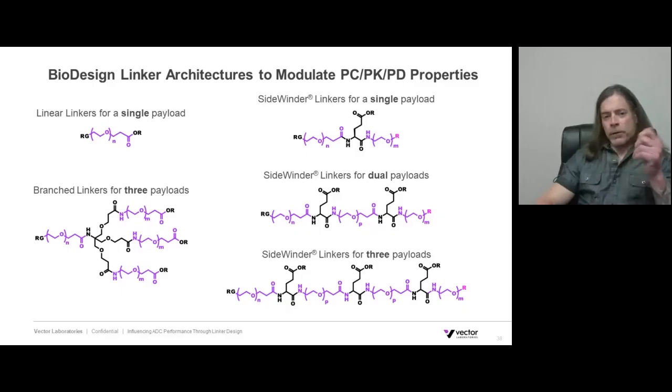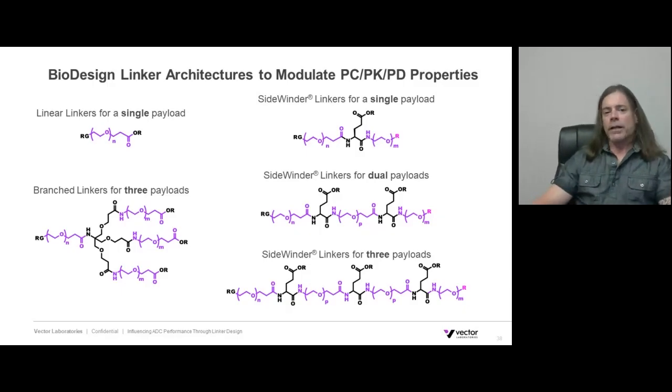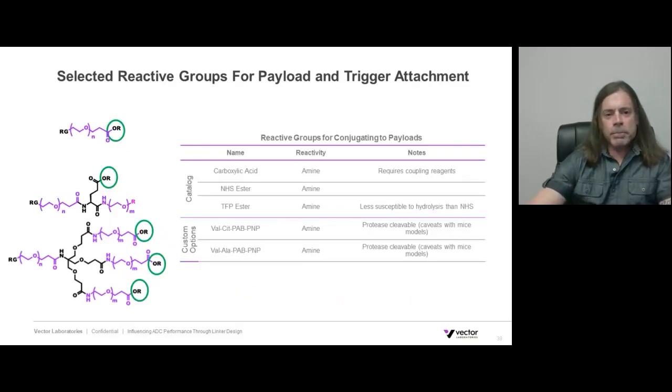First, we have different linker architectures. We have linear, branched, and sidewinders. They can accommodate different numbers and different types of payloads, and they can control the orientation of those components on the linker payload, like that orthogonal linear designation.